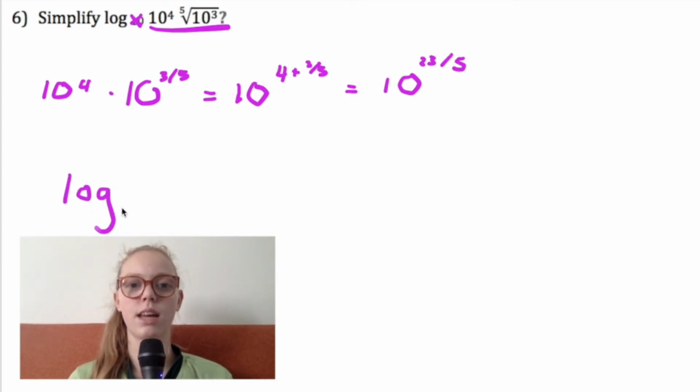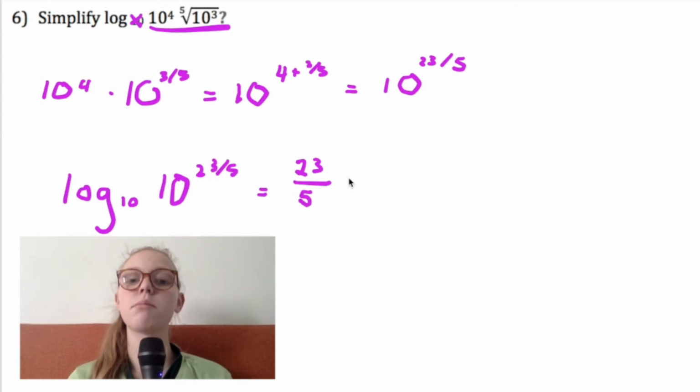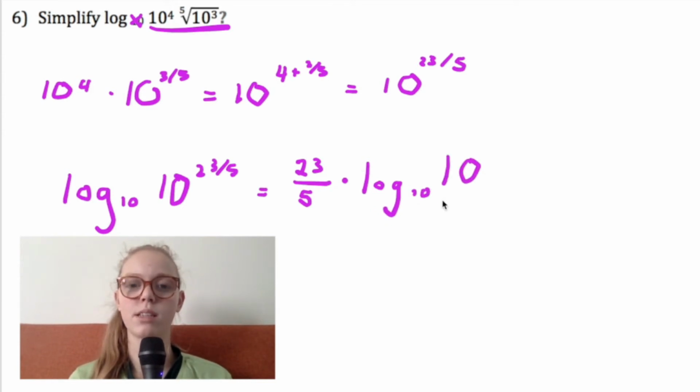Now, log base 10 of 10 to the 23 divided by 5, we can just take that exponent and make it a coefficient. So 23 divided by 5 times log base 10 of 10. Now, remember, whenever you have log base number of a number, it's just 1. So we can cross that out and get 23 over 5.